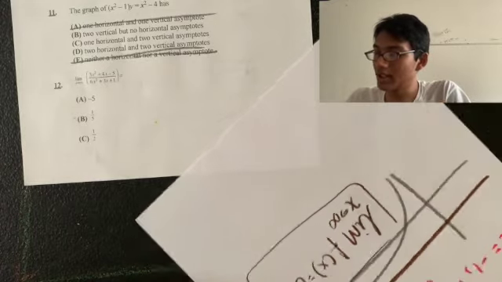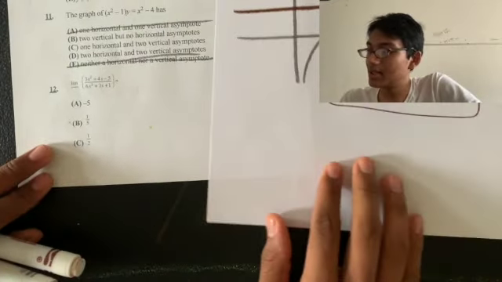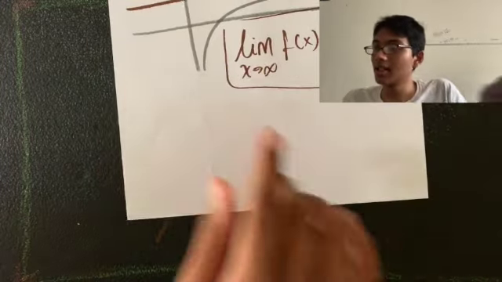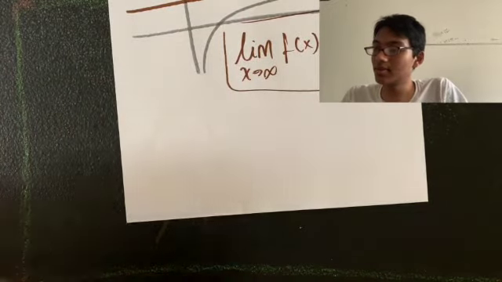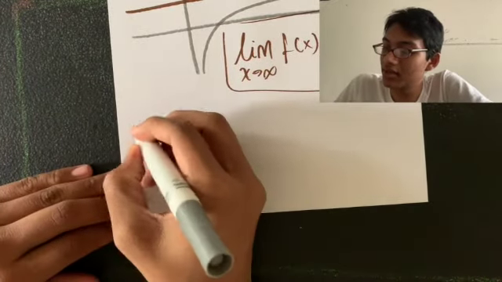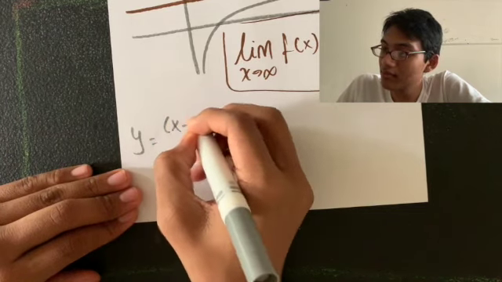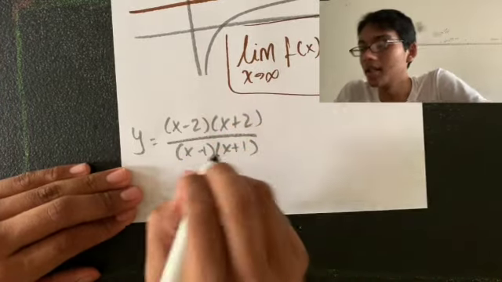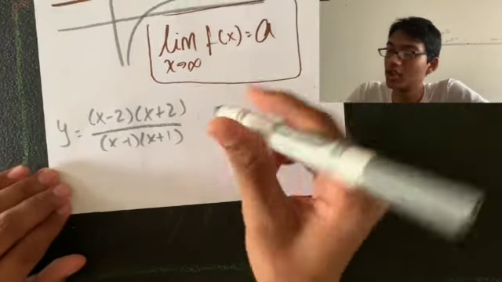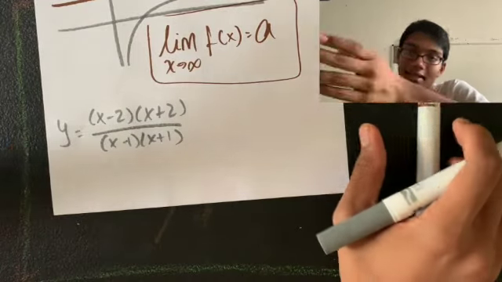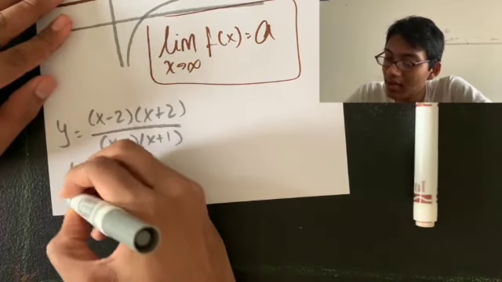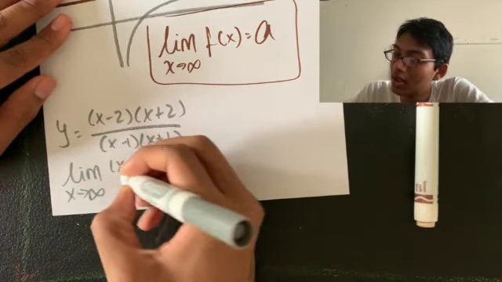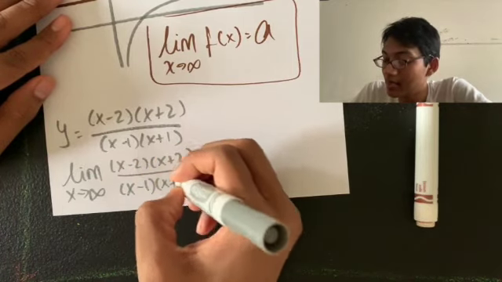So let's go ahead and try this out using this new calculus-based tactic. Let's go back to our function. I know that you can't see it, but let me go ahead and write it down. Here's our function, (x minus 2)(x plus 2) over (x minus 1)(x plus 1). Okay, and now we want to take the limit of this function as the x value tends to infinity. So the limit as x approaches infinity of (x minus 2)(x plus 2) over (x minus 1)(x plus 1). Okay.